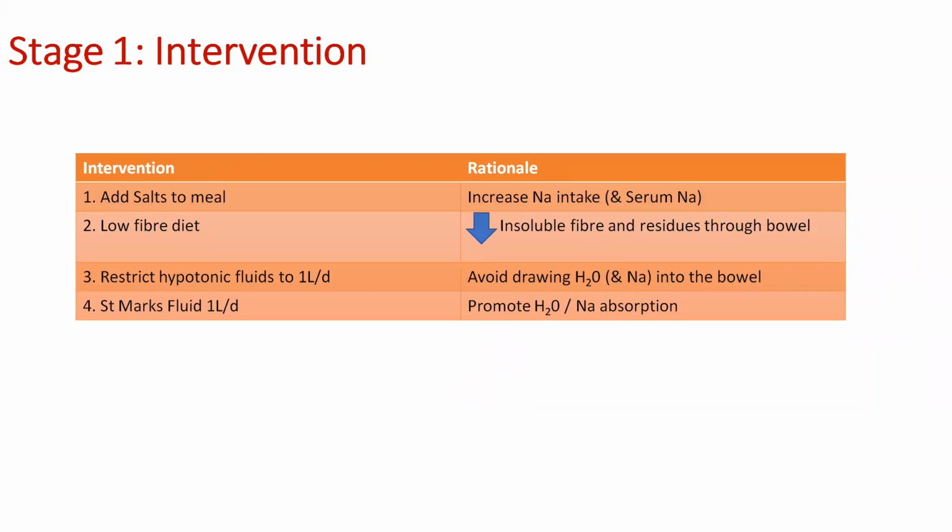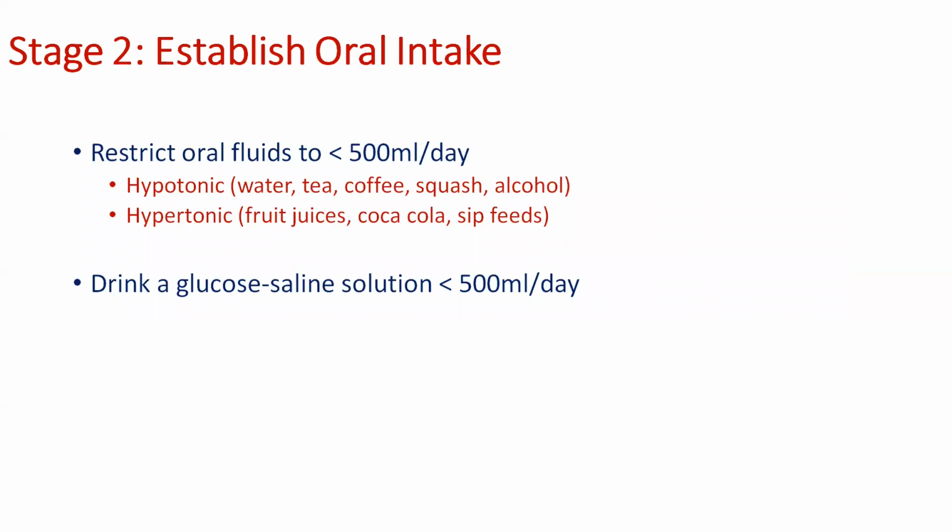Low fiber diet, so that the diarrhea may not persist and the bowel can function. Restrict the hypotonic fluids, because if we allow the patient hypotonic fluids, that again increases the osmolarity and there is less water absorption. So restrict the hypotonic fluids up to 1 liter per day. Then again, we should consider the sodium intake and fiber, soluble and insoluble fiber, avoid drawing water. Why? To restrict these parameters: sodium, fiber, and hypotonic solutions. Stage 2, establish oral intake. Restrict oral fluid to 500 ml, so that we can control the high fistula output.